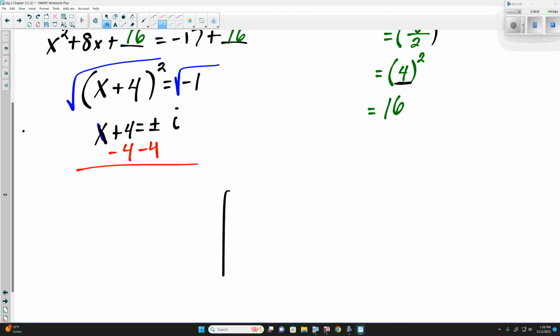All right, guys. Last thing we would do is subtract 4 from both sides. It would be negative 4 plus or minus i square root of 11.